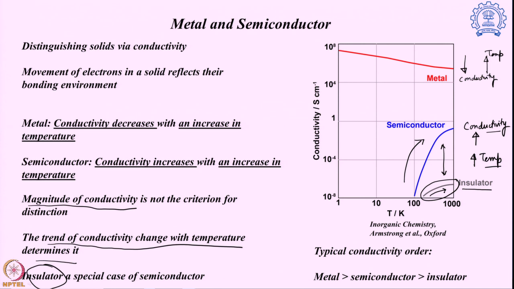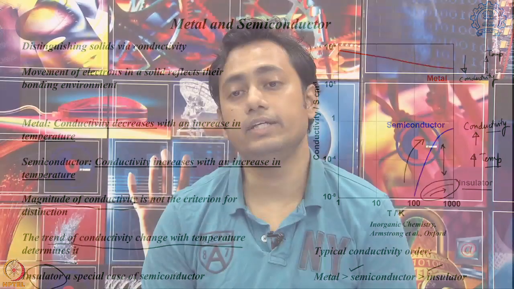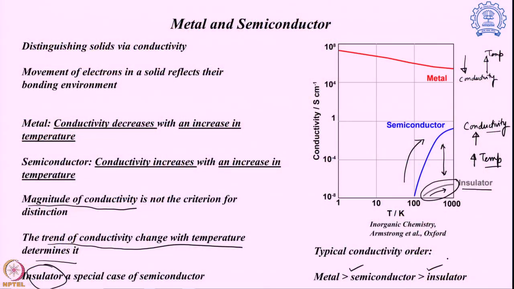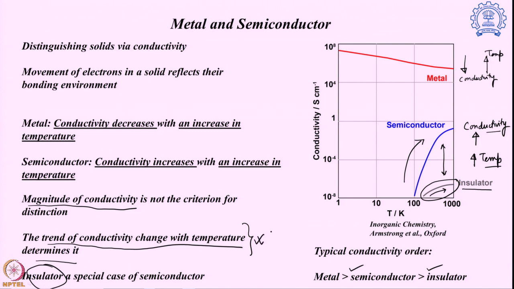And typically, we find the conductivity of the metal is generally higher than the semiconductor, and the semiconductor is higher than the insulator. So, if we want to order the different materials with respect to their conductivity, we generally find this particular trend. Again, we want to emphasize that we distinguish between metal and semiconductor with respect to how the conductivity changes with temperature. If the conductivity increases with temperature increase, that is a semiconductor, and if the conductivity decreases with temperature, it is a metal.